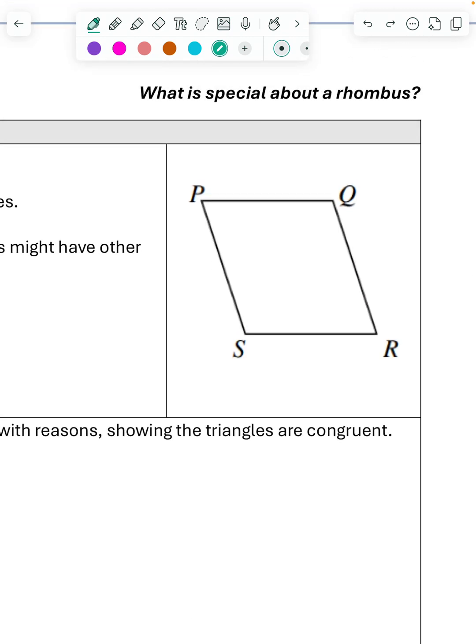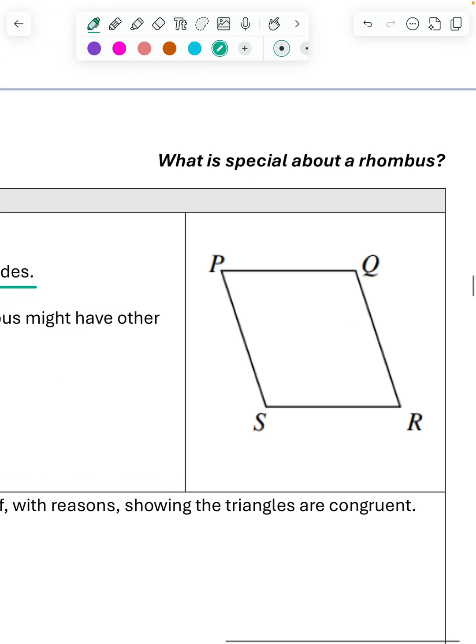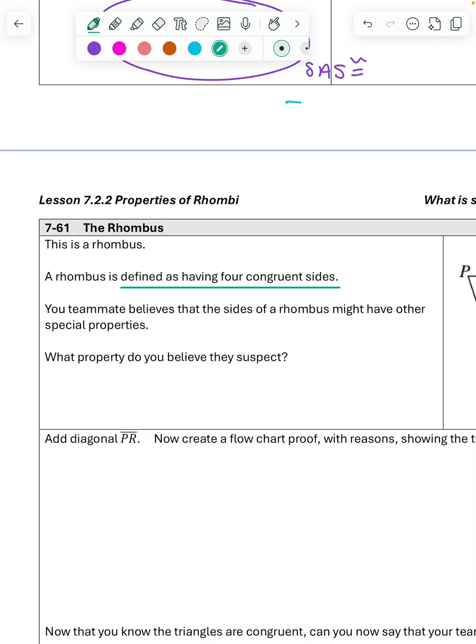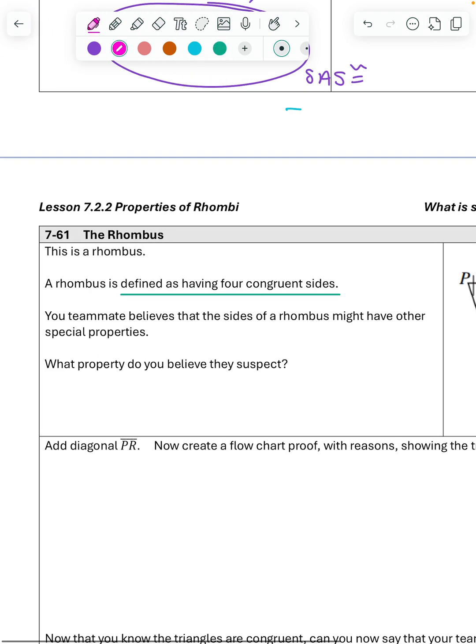It looks like a tilted square. A rhombus is defined as having 4 congruent sides. So we can go ahead and notate this with tick marks. All of them are congruent, not just opposite sides. So that's very nice for us. We have a teammate that believes that the sides of the rhombus might have other special properties. Another special property that rhombi actually have is that the opposite sides are parallel to each other.